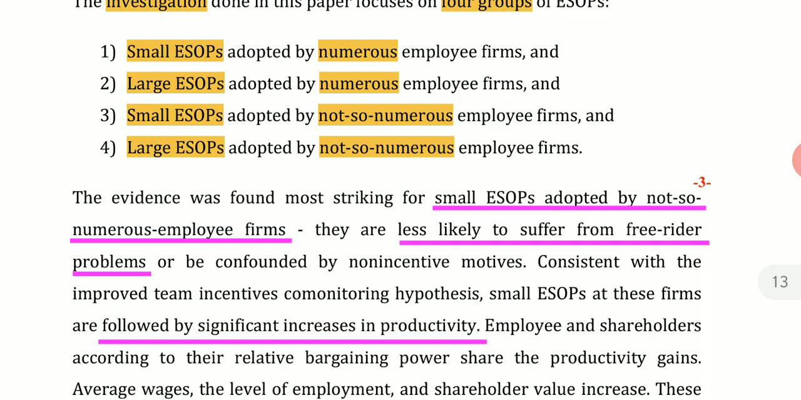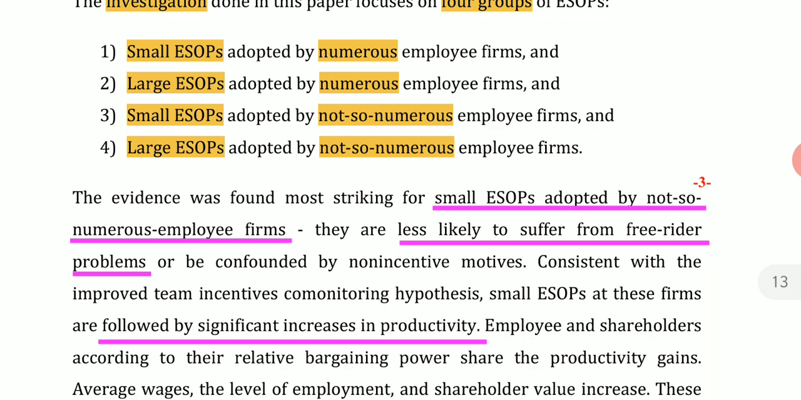Now what is the free rider problem? Let's say one employee is being given a certain, let's say 10 shares, 10 employee stock options. Then there's another employee who has to be given that because the first employee has been given.